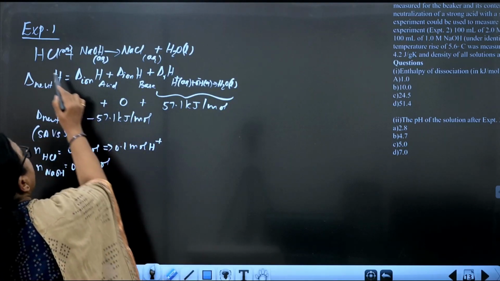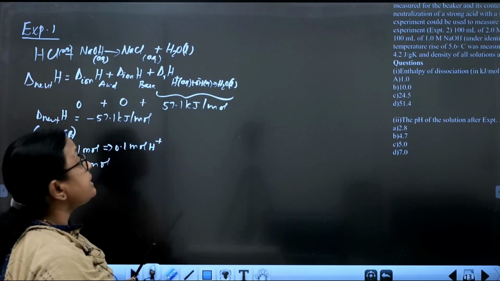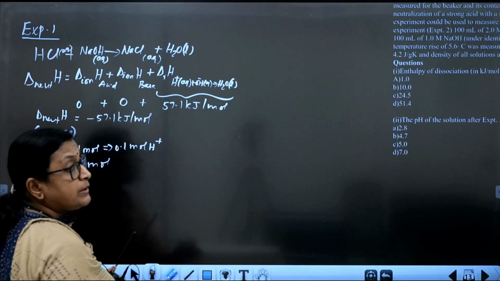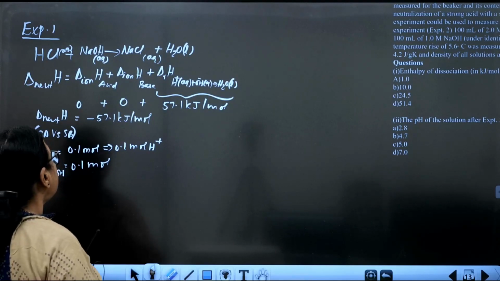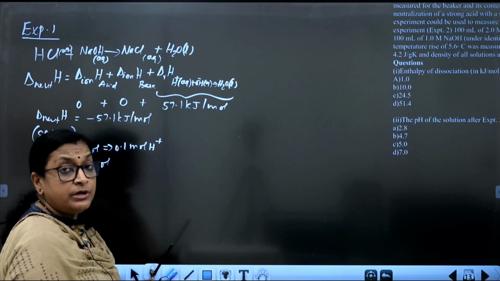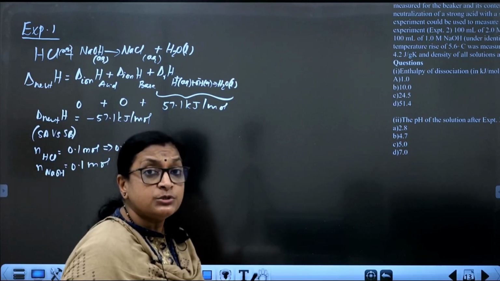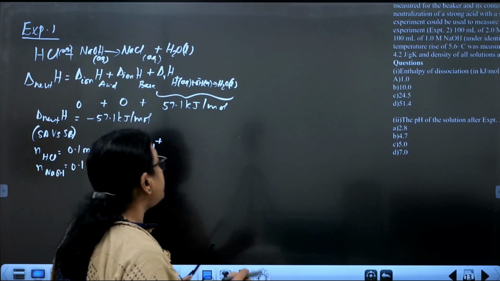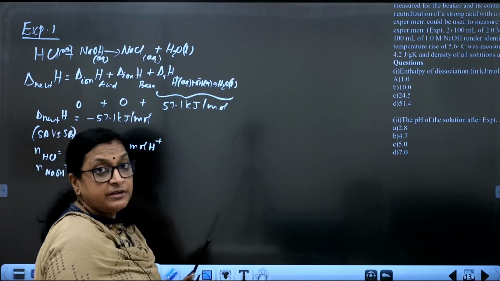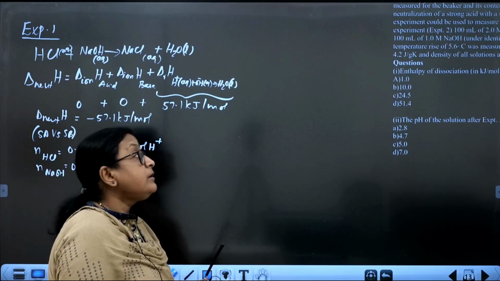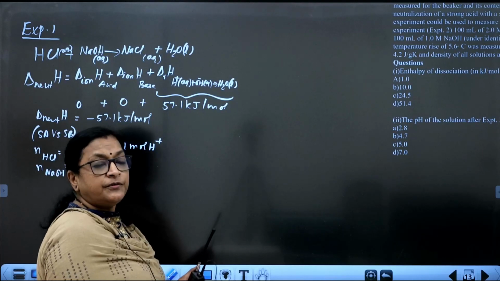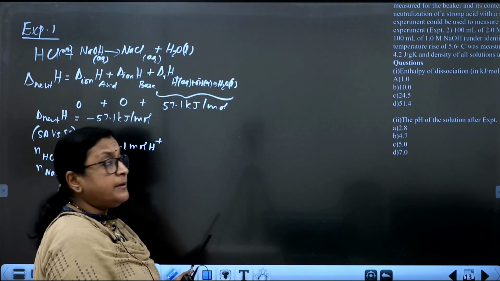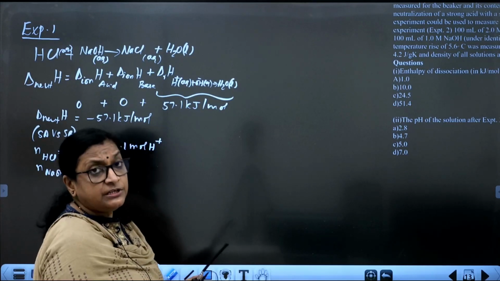So we know, as per the stoichiometric equation, 1 mole HCl reacts with 1 mole NaOH to produce 1 mole NaCl and 1 mole water. So here 0.1 mole each would produce 0.1 mole water. For 1 mole water produced, heat is 57.1 kilojoule, or 57 kilojoule. It is rounded to 57 kilojoule in your problem, so let us take it as 57 kilojoule.